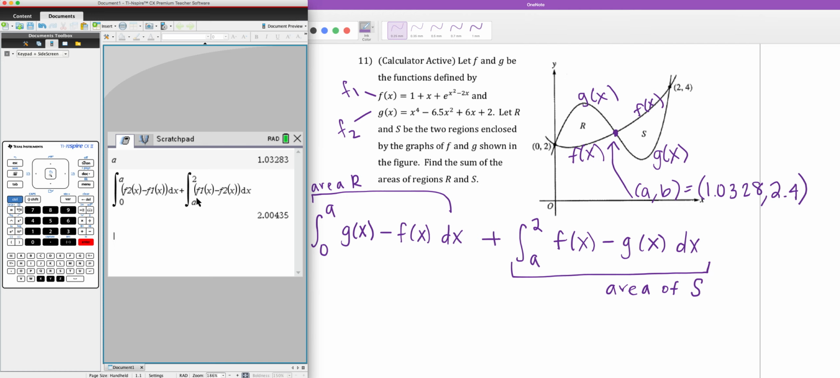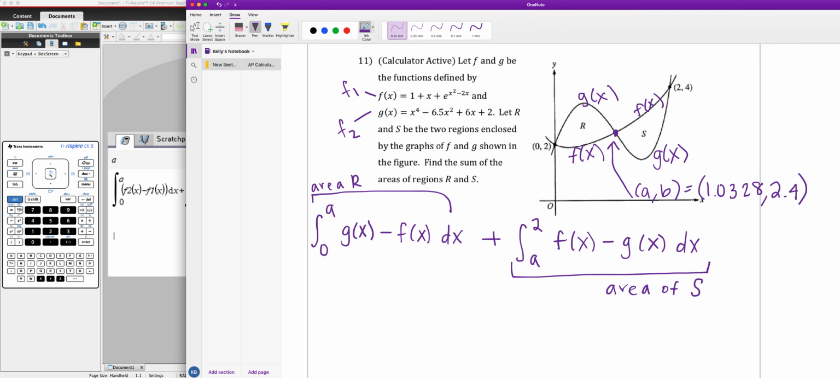Now the AP test wants this accurate to the thousands place, so I need to write down 2.004. And because this is calculator active, I can go straight and say that this whole integral that I got right there is equal to that 2.004 that I got on my calculator. And there's my final answer for the sum of those two regions that we have.